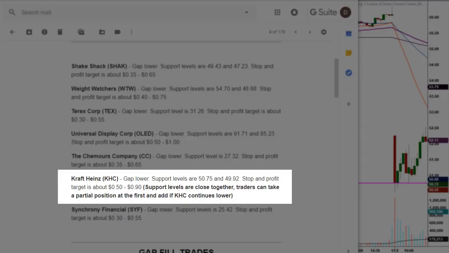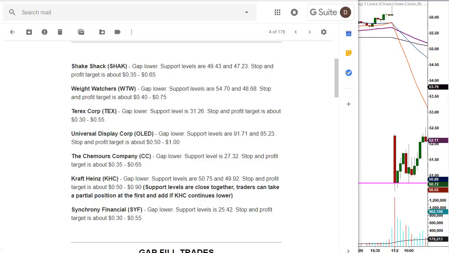The next one, KHC, gap lower. Support levels are $50.75. Then I gave another support level very close behind. I said support levels are close together so traders can take a position at the first level and add if KHC continues lower. That didn't happen. We'll get back to the chart in a moment. And then the last one on the board was SYF, and that was a near miss. It was a no trade. So those are the 6 that hit our targets. Some of the stocks had more than one trade.